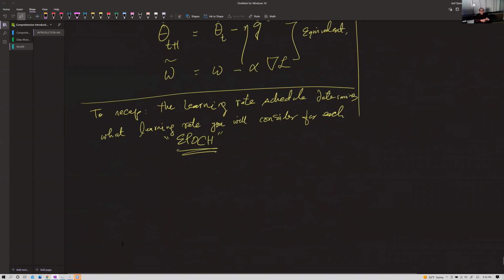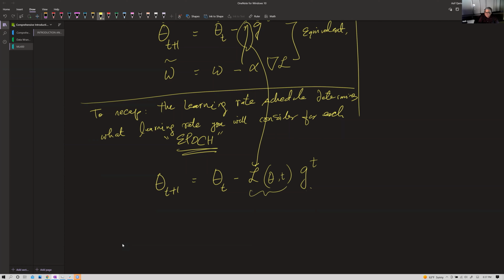You do that. And so this equation becomes your fundamental equation: theta t plus 1 is modified to theta t minus, and this part got replaced with the learning rate scheduler, which is a function of t, the current value of theta, theta t, which epoch you are in, and so on and so forth. That times the gradient g t. So we did not touch the gradient itself.